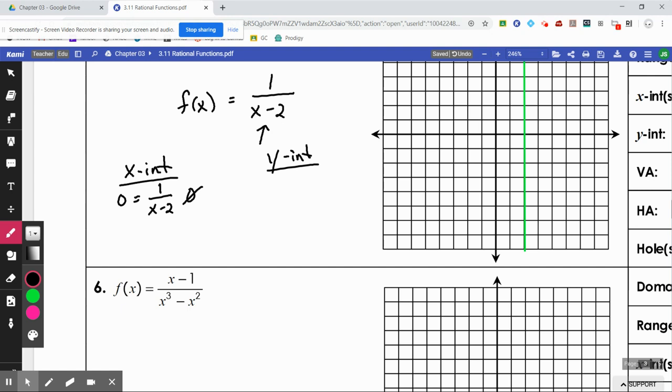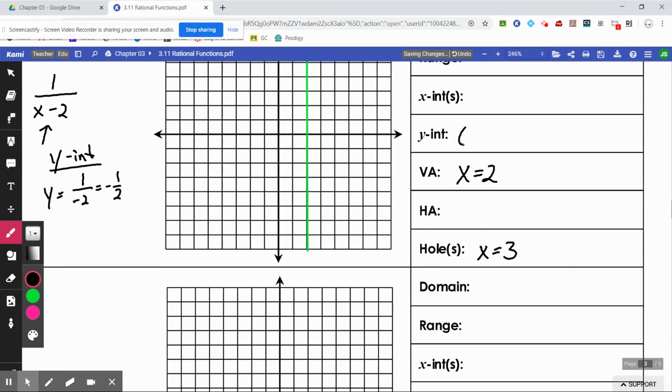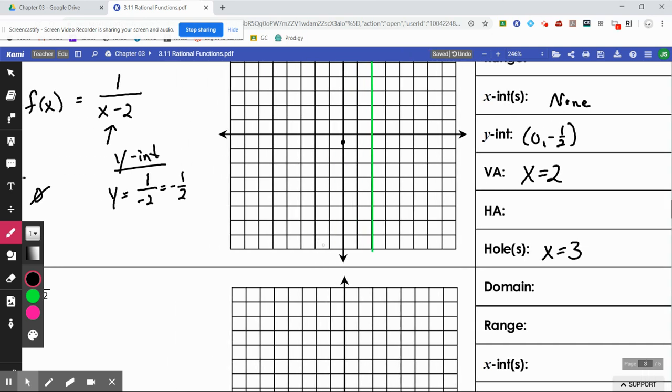To find a y-intercept, we're going to plug in 0 for x. So I have y equals 1 over negative 2 or negative 1/2. So my y-intercept is going to be at 0, comma, negative 1/2. Again, I had no x-intercept. So let's plot our 0, negative 1/2. It's going to be right in there.